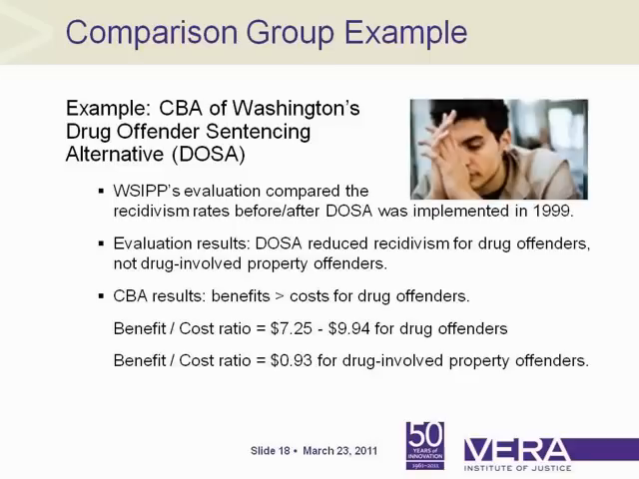So based on that finding, they estimated the benefits of that reduced recidivism rate and compared that to the cost of implementing that initiative. And then they found that the benefit-cost ratio was actually about 7-to-1 or even 9-to-1 for the drug offenders, but it was less than 0 for the drug-involved property offenders.